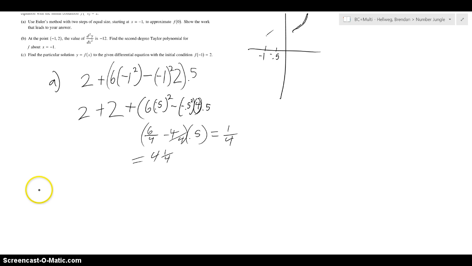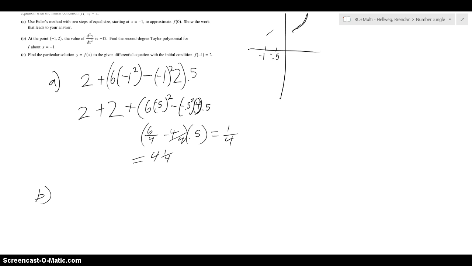Okay, so for B, at the point negative 1 comma 2, the value of d squared y dx squared is negative 12. We want to find the second degree Taylor polynomial for f about x equals minus 1. And just a reminder about Taylor polynomials, those are also ways of finding estimations. They are polynomials generally involving x squared, that sort of thing, and they are a way of making things that are just ugly a little bit prettier.